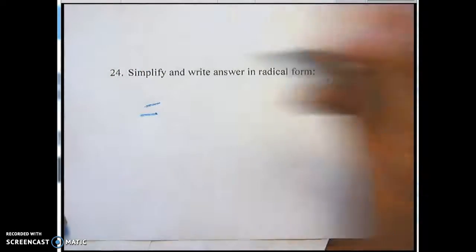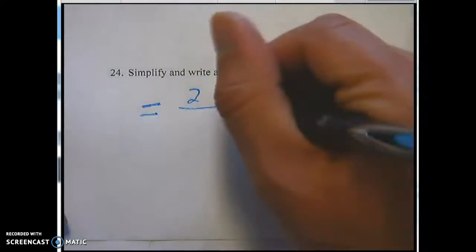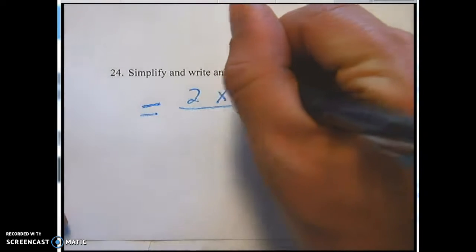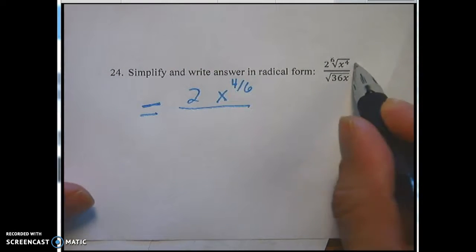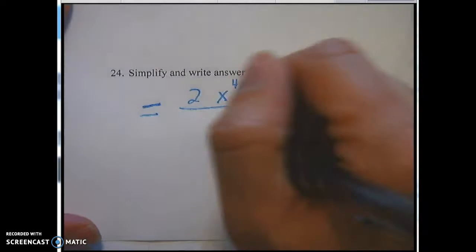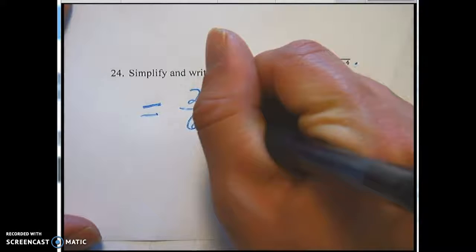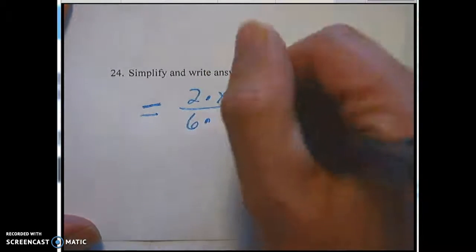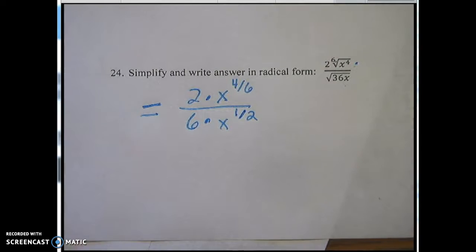So I'm going to simply rewrite this as 2 times x to the 4/6 power, because remember the exponent goes on top and the index goes on the bottom of the fraction. So index on the bottom, exponent on top. And then I've got square root of 36, of course, is just 6. So I'm going to just rewrite that as 6. And then I've got x to the 1/2 power, because remember a square root is a 1/2.